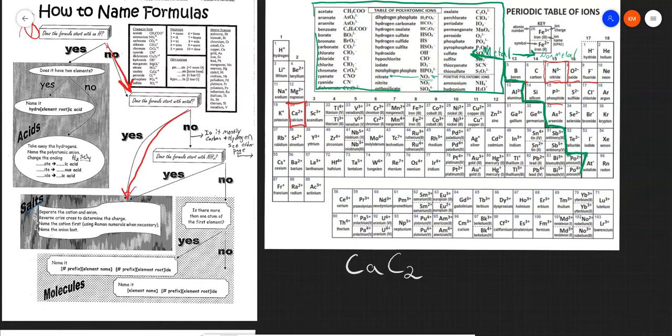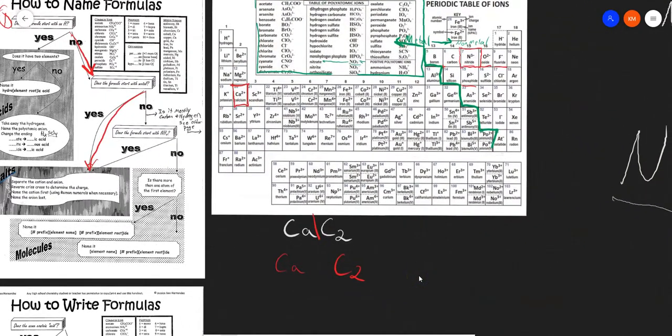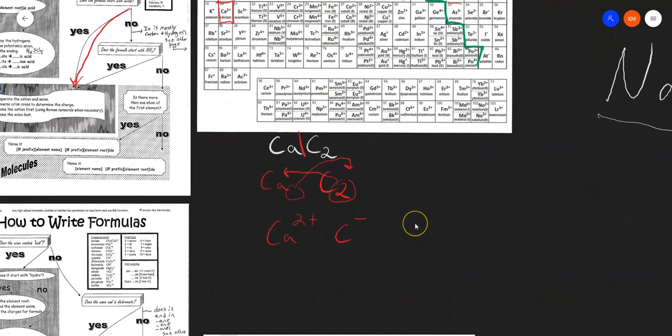Okay. Separate the cation from the anion. Capital, capital, separate. So Ca, C2. Reverse crisscross, so 2 goes here. That 1 comes here. And so we have Ca 2 plus, and actually a C minus. Right. Now look on the periodic table. We named the cation first, so calcium.